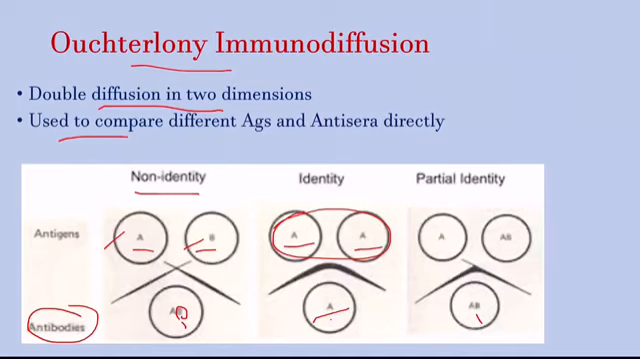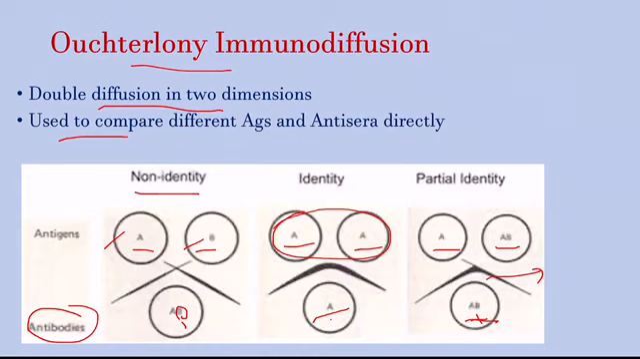Partial identity: the antibodies are in the central well, and the antigen is A and another one is AB. So A and A, that means partially they are identical. That leads to the formation of a spur.